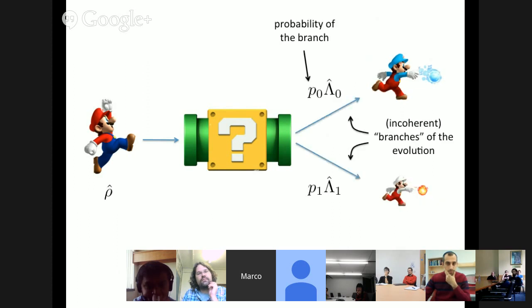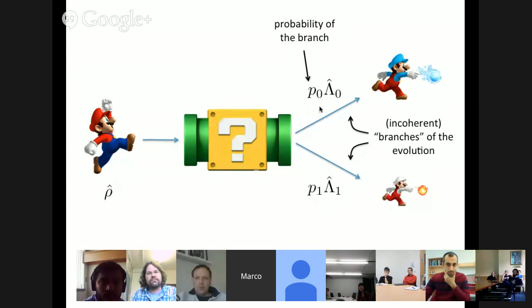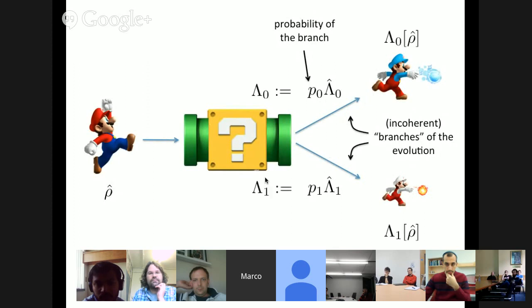So if we want to be inclusive of the two possibilities, we can think of the transformation as just having two branches, each happening with a certain probability. P0 would be the probability of an ice flower being inside a mystery box. So we can think of these two transformations as two incoherent branches of the evolution. Okay, and in this case, I've represented Mario, the final state of Super Mario, in different sizes to signify different probabilities.